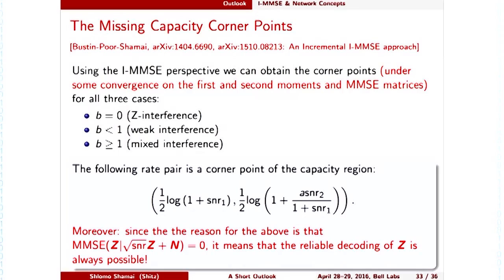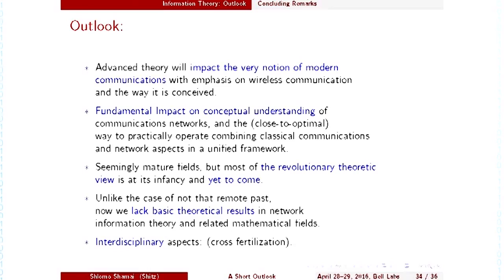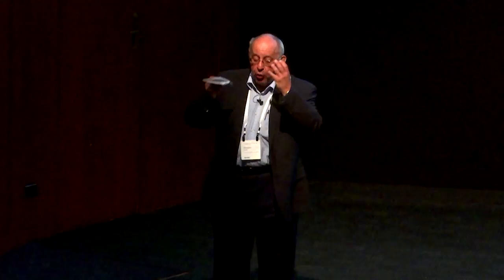And with that, to conclude, I would say that the issue now, it seemingly we have a mature field, seemingly. Why seemingly? Because of the case of that, not that remote past, when it was how to do. Now we lack the basic theoretical results because we can implement almost anything you tell me. So we are behind. The theory is behind. We don't know the solution to many network problems. Even the broadcast channel, save us, is not at all solved.